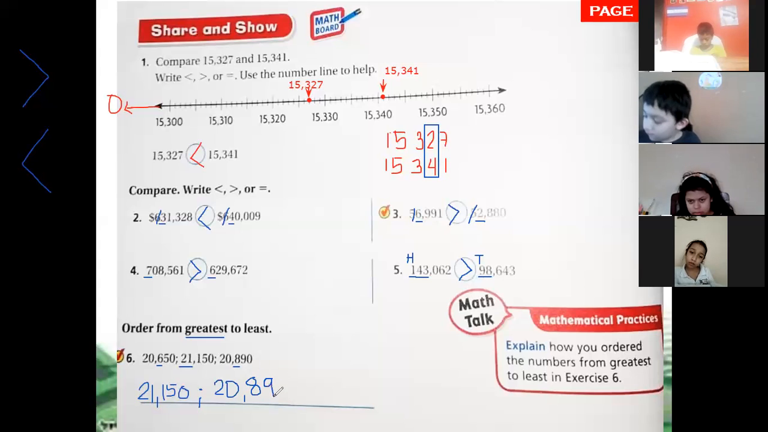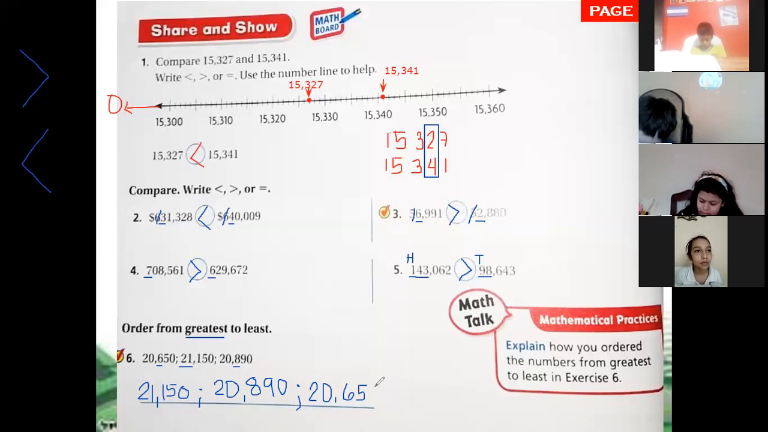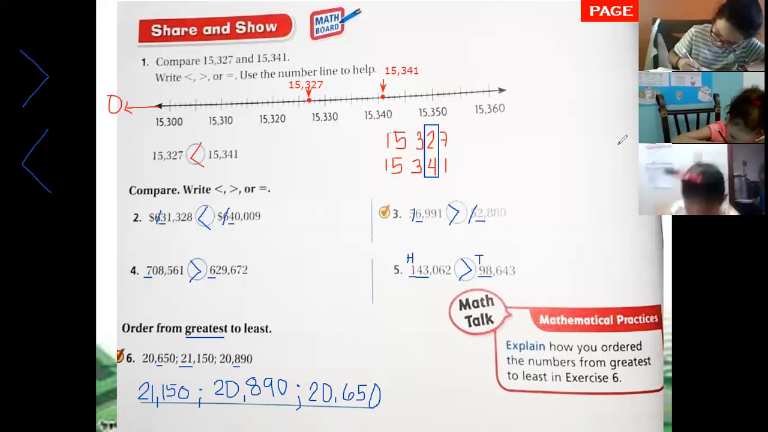890. Again, semicolon here, semicolon. And the last number is 20,650. Okay. Finished?